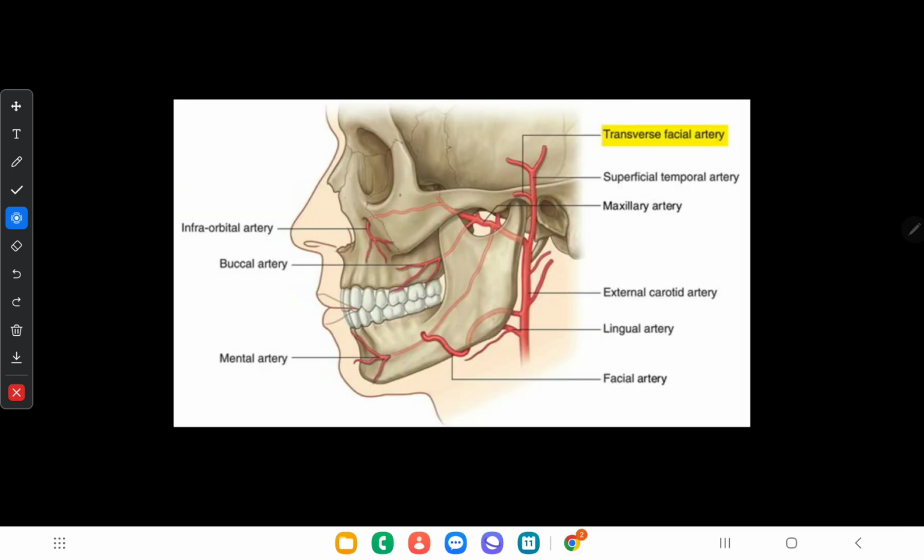Here from this picture you can see the course of the infraorbital artery. After it enters into the infraorbital fissure, you can see it is coming through the infraorbital groove and the canal in the floor of the orbit. You can see this is the orbit and this is the floor of the orbit. It comes through the infraorbital groove and the canal, and it appears in the face via this infraorbital foramen. You can see clearly.